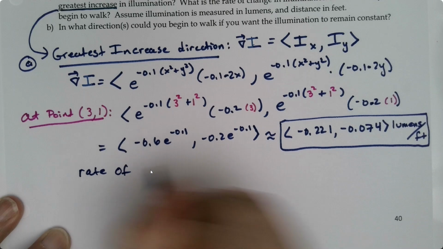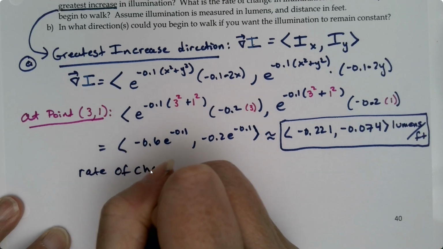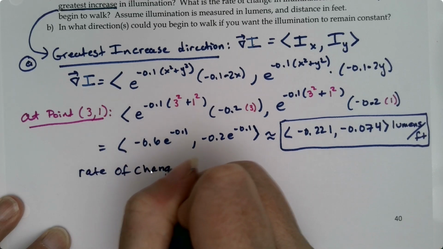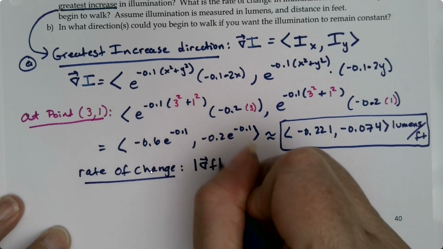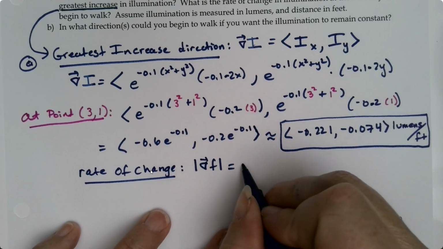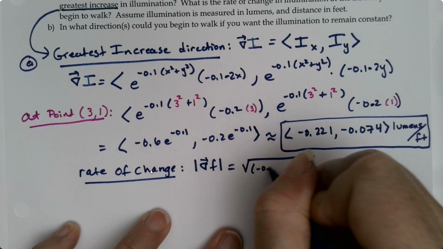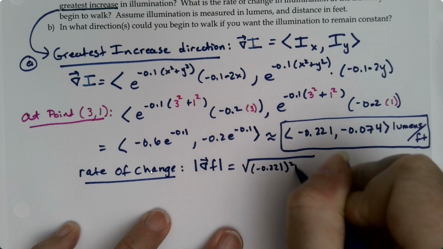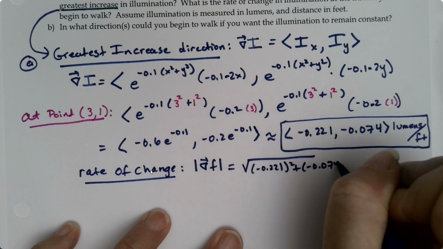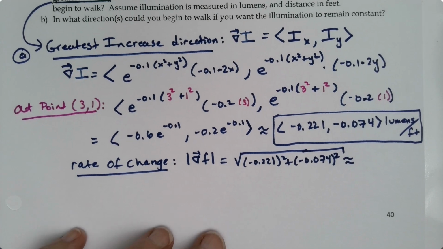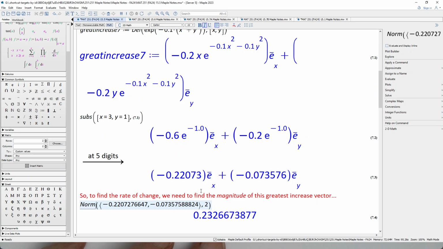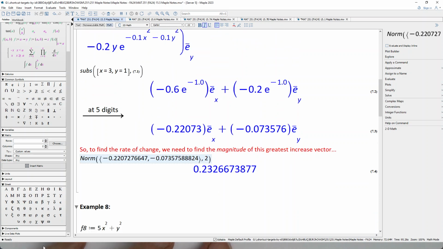The greatest rate of change, right? We found the direction of the greatest rate of change, but the greatest rate of change itself would be the magnitude of that gradient. So that would be the square root of negative 0.221 squared plus negative 0.074 squared. And of course, I made Maple do it, and it gave it to me as, I think, 0.23, but let me double check. Yep, 0.233.